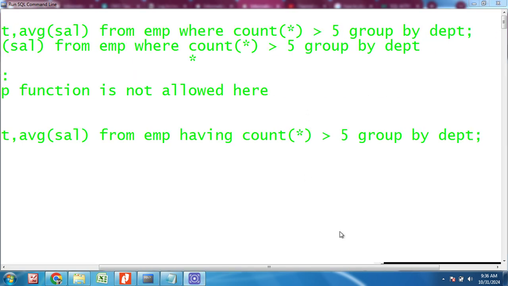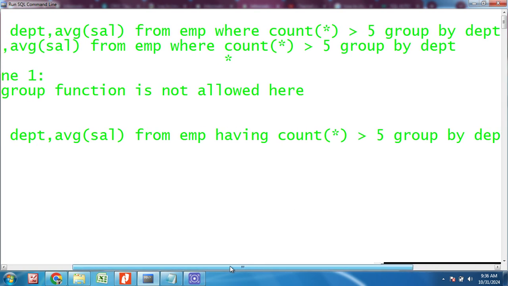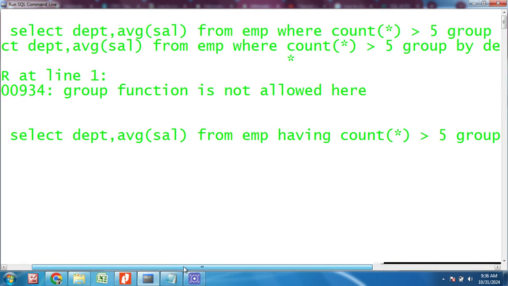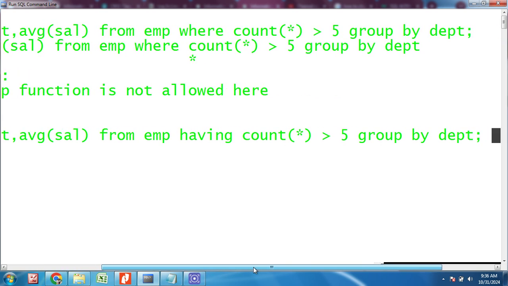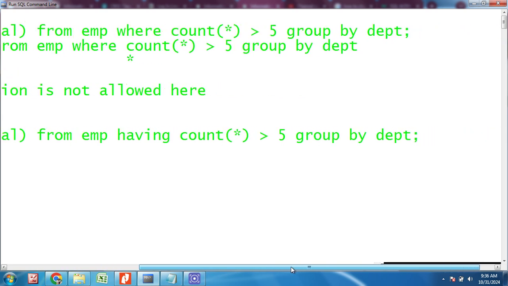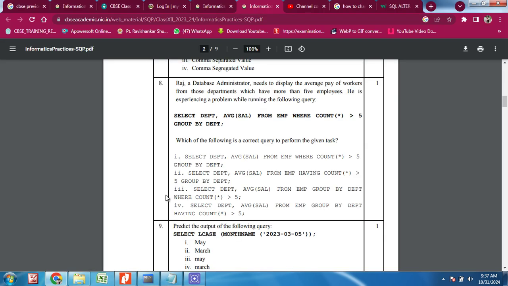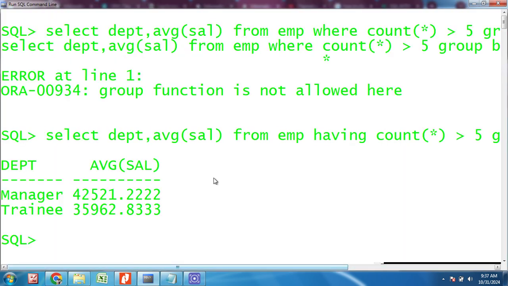Okay, so instead of where clause, try to write having clause. Select DEPT, average salary from EMP having count asterisk is greater than 5 group by DEPT, and this is given in the second option. So can we execute that? Okay, yes, we can execute that.